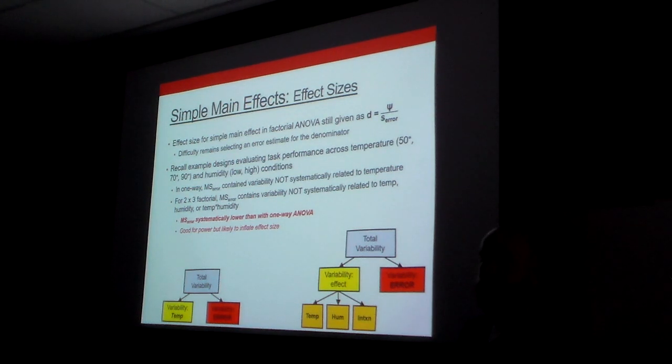But in my factorial design, now all of a sudden that error term is smaller, because I've pulled out temperature, humidity, and the interaction of temperature and humidity. Now, the effect size I want to look at has nothing to do with humidity or the interaction. It's just whether people in the 50-degree condition are performing higher than the 90-degree condition. But if I just pull my mean squared error term out as my standardizer, that's going to jack my effect size up, because I've pulled out a bunch of variability that has nothing to do with the thing I'm actually looking at.